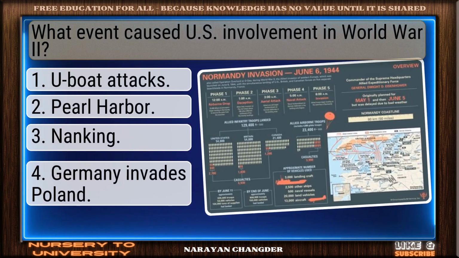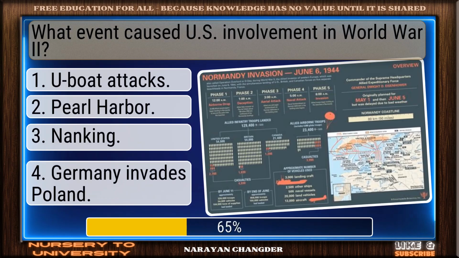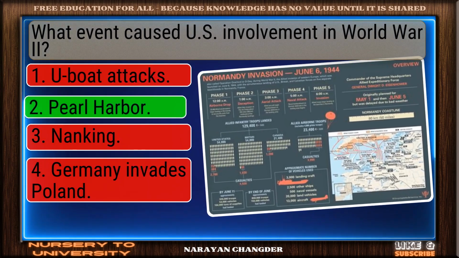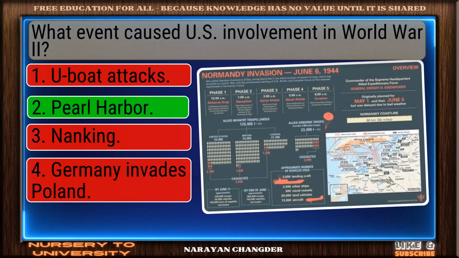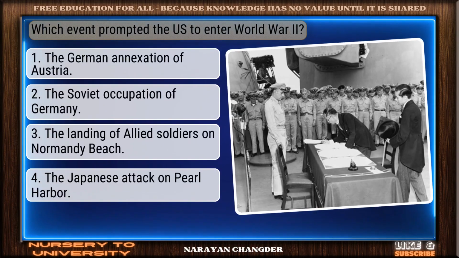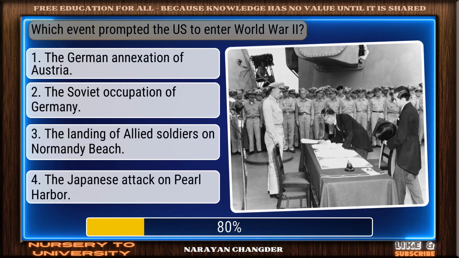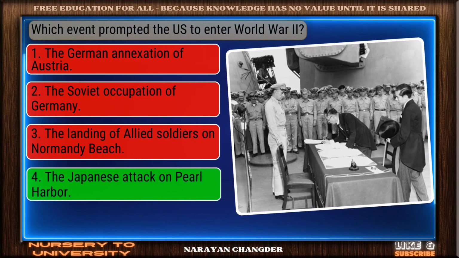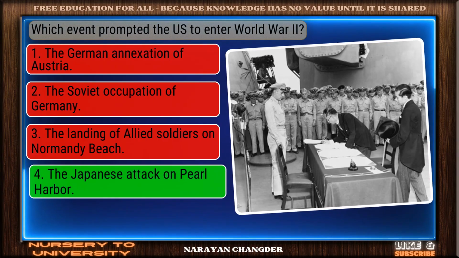What event caused US involvement in World War I? You're right. Pearl Harbor is the correct answer. Which event prompted the US to enter World War I? Right again. The Japanese attack on Pearl Harbor is a valid answer.